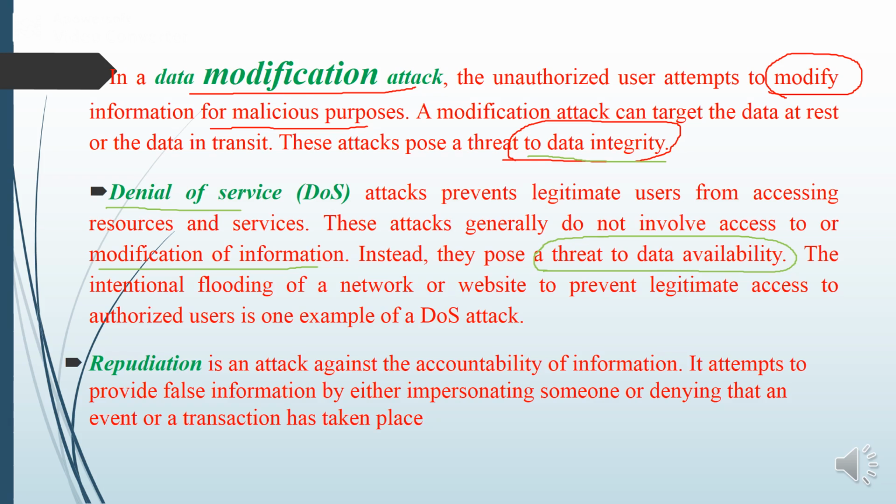That means the unauthorized user is trying to access the data, but the same data will not be available for the actual authorized users, which affects data availability. The intentional flooding of a network or website to prevent legitimate access by authorized users is one example of DoS. So that is denial of service.